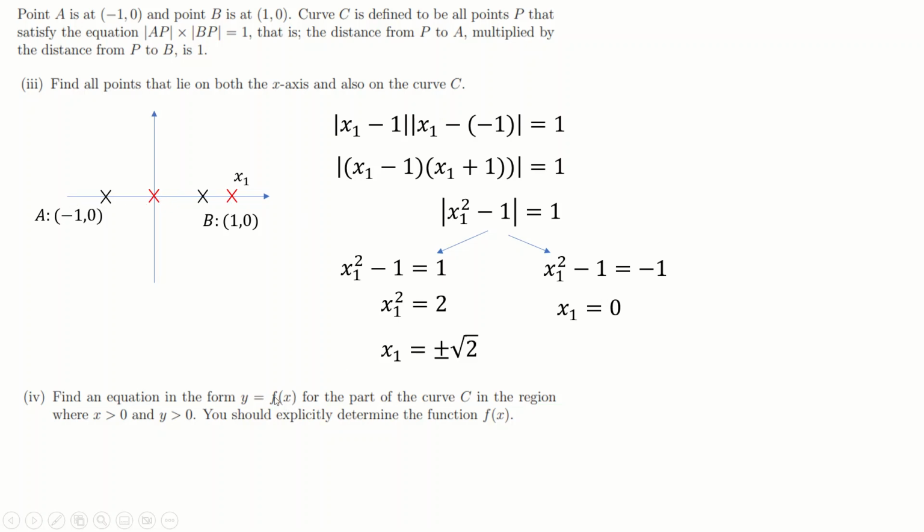Find an equation in the form y equals f of x that will do this, explicitly determine f of x. Okay, in this region here, x greater than 0, y greater than 0. Okay, so I'm looking for points, and again, I mentioned the one that seems likely to be about 2 away from here and a half away from here as a candidate point. Let's just call it x, y.